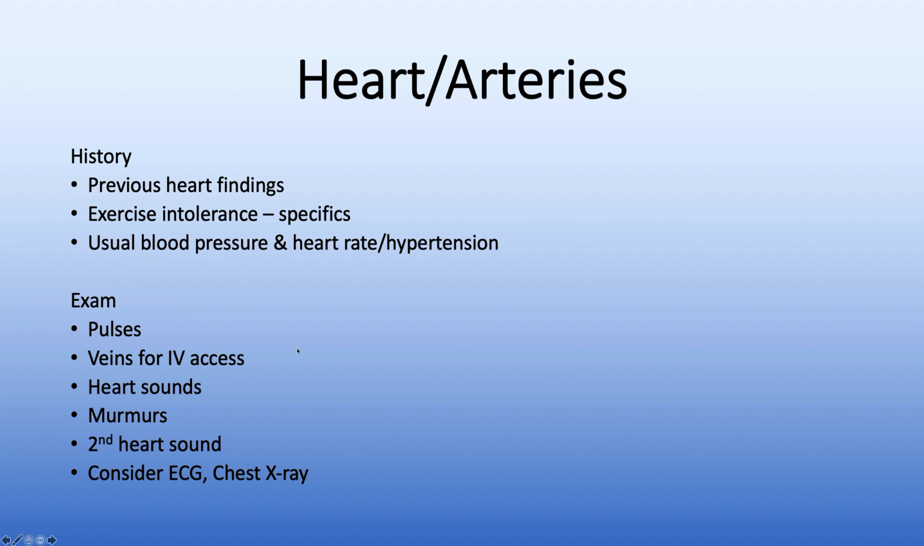We look for the pulses, we look for veins for intravenous access when we place an IV. We listen for heart sounds and murmurs, which are indicative of perhaps congenital heart disease. We listen for the second heart sound, because if it's really loud, then it could indicate that there's some high blood pressure to the lungs that might need to be addressed. And we consider getting repeat EKGs or chest x-rays.